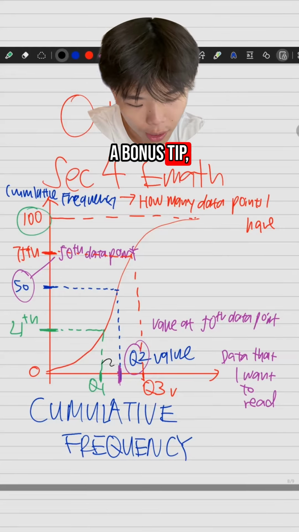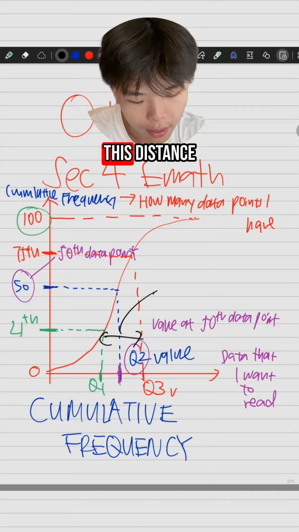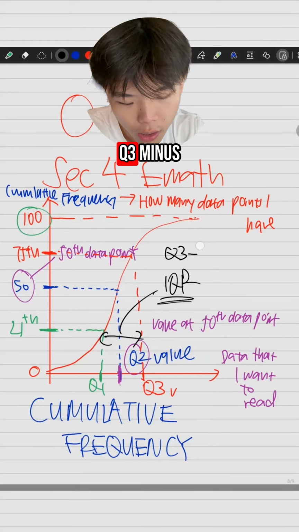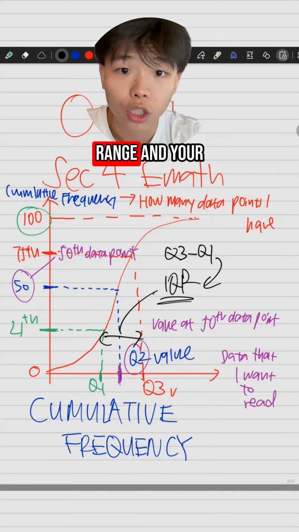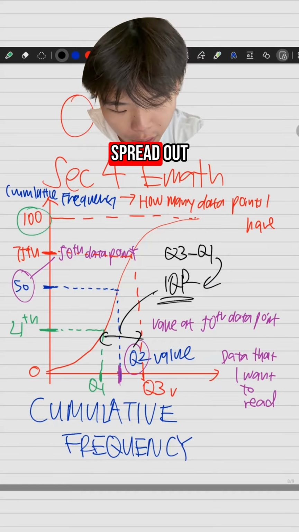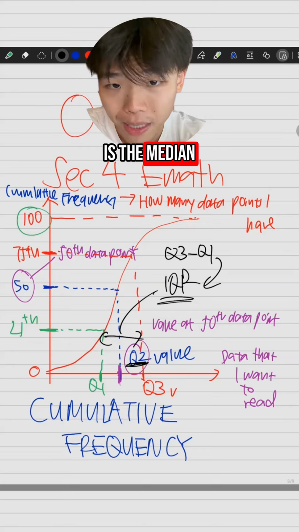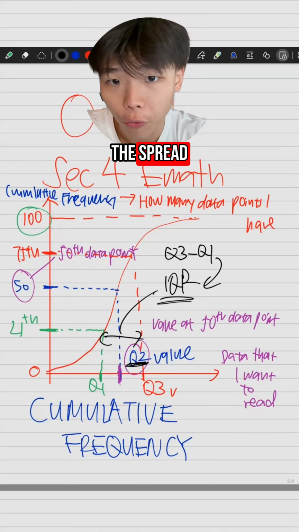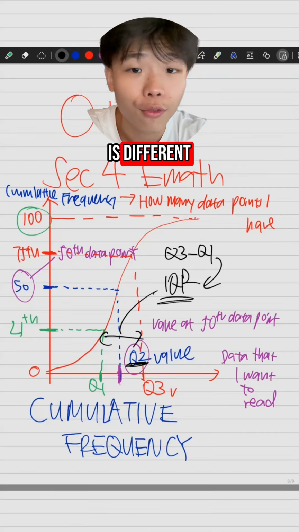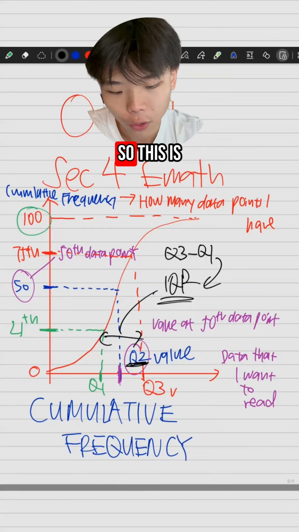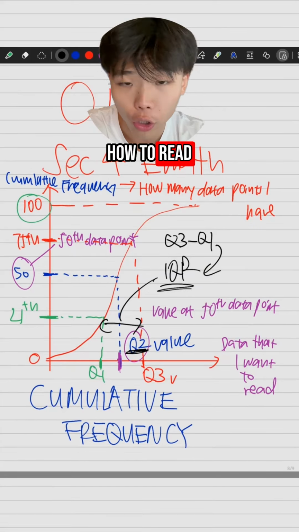And just as a bonus tip, when you take Q3 minus Q1, this distance over here, this gap is your interquartile range, right? Q3 minus Q1 is your interquartile range, and your interquartile range gives you a sense of how far your data is being spread out from the Q2 value, which is the median value, right? So interquartile range is something that you learn when you want to measure the spread of your data with respect to your median, which is different from standard deviation, because standard deviation is with respect to the mean instead. So this is basically a summary of how to read your cumulative frequency curve.